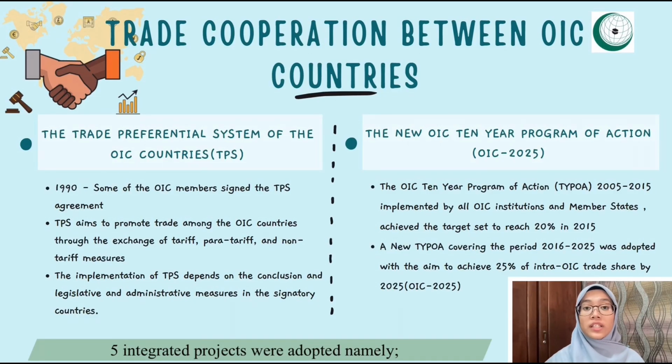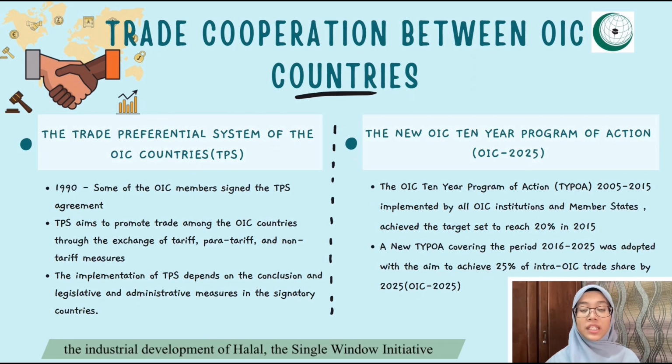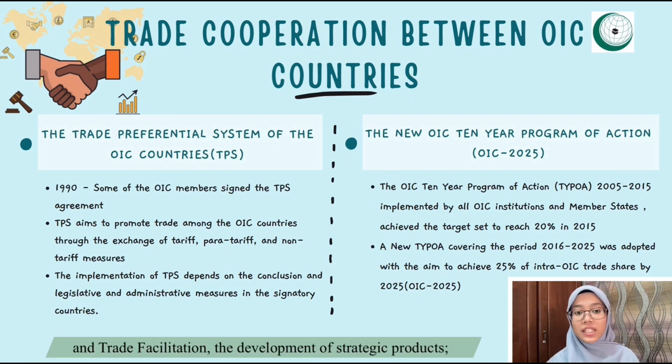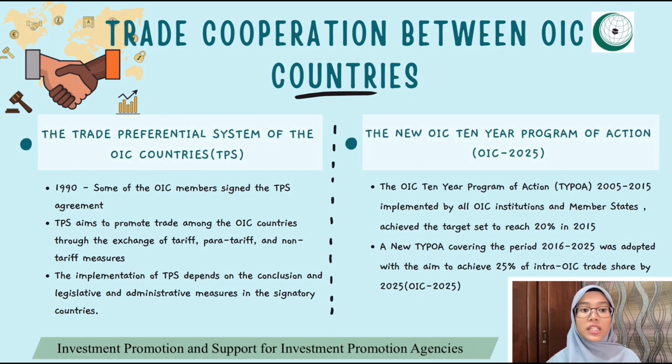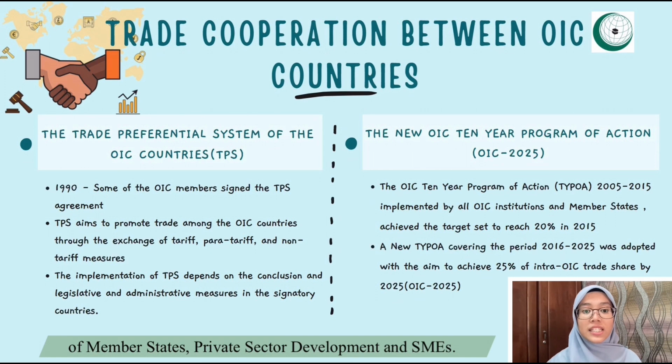5 integrated projects were adopted, namely the industrial development of halal, the single window initiative and trade facilitation, the development of strategic products, investment promotion and support for investment promotion agencies of member states, and private sector development and SMEs.